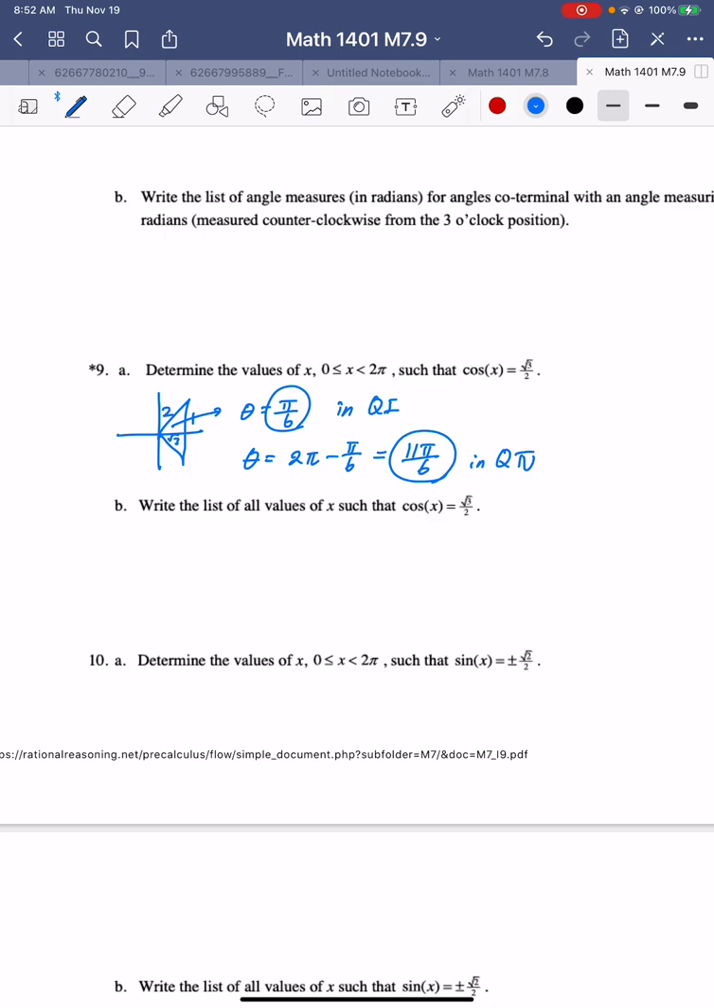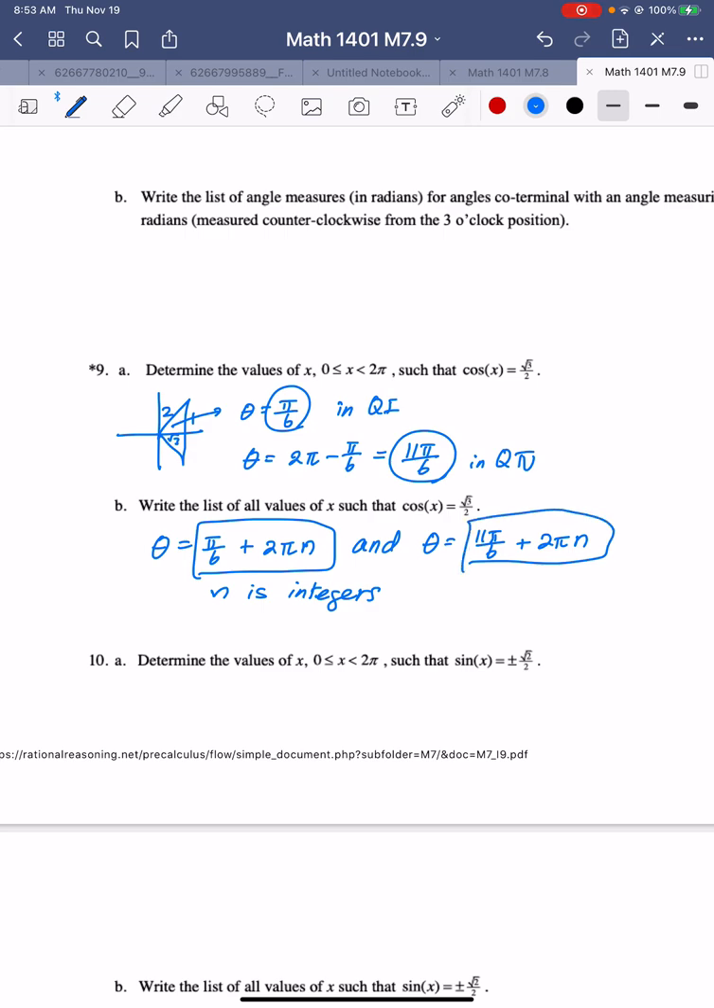And then part B, write the list of all the values of x for which cosine is that value. I said we call these coterminal angles, okay? So you come back every 2 pi. So you can say one angle is pi over 6 in the first revolution, and in the next revolution you get pi over 6 plus 2 pi n. And also another angle you get from 11 pi over 6, plus 2 pi n, where n is an integer. Okay, alrighty, that's all for the answer to this one. So you can actually list all the angles possibly created. Alright, thank you for listening.